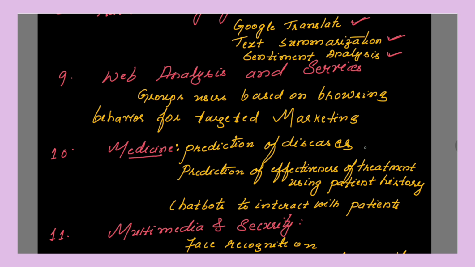Then we have medicine. Prediction of diseases is one of the most popular applications of machine learning: predicting lung cancer, heart diseases, breast cancer. If these types of diseases are predicted early, then effective treatment can be given. Prediction of effectiveness of treatment using the patient's history is another application in medicine. You are going to predict how effective the treatment will be for this patient by looking into the patient's history. Then you have chatbots now to interact with the patients and to guide the patients in their course of treatment.